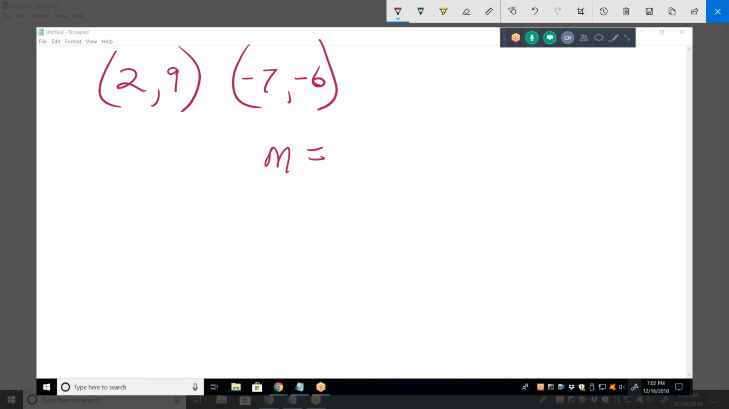15 or -15? Positive 15. No, wait, I'll let you do that. What you're doing is actually y1 minus y2. Right? If this is y1, this is y2, the only way you get positive 15 is to take 9 minus a -6. Okay, so that's okay. You can do that. You just have to go the same direction in the denominator.